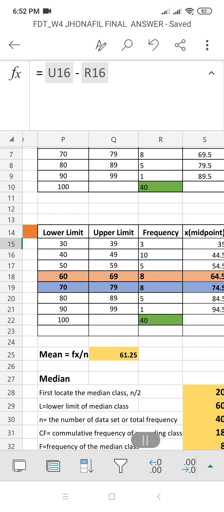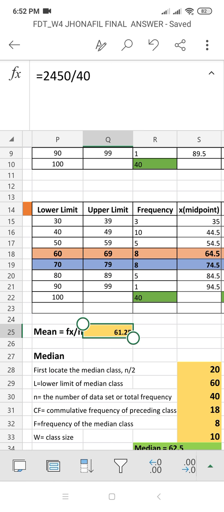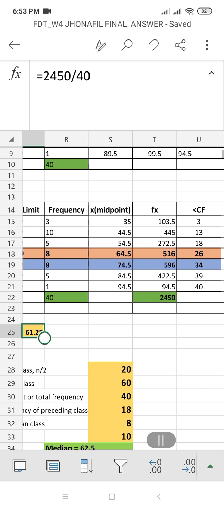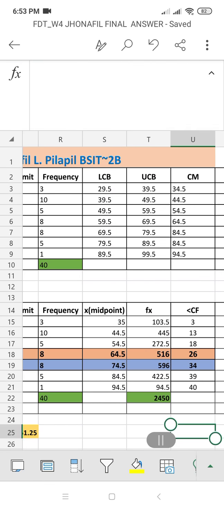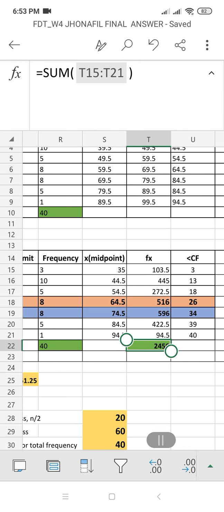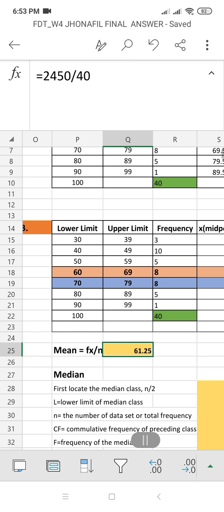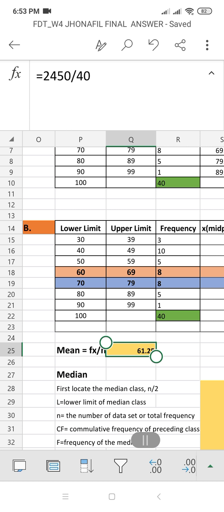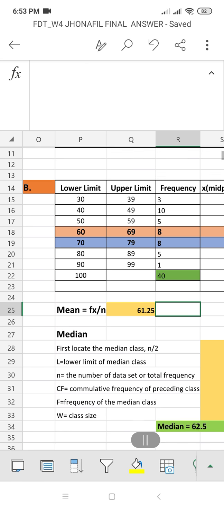So next, the mean, the formula is fx divided by n. The fx, you add them all. The total of fx is 2450. Then the 2450, you divide by 40, which is our frequency. So the total score is 61.25. So our mean is 61.25.